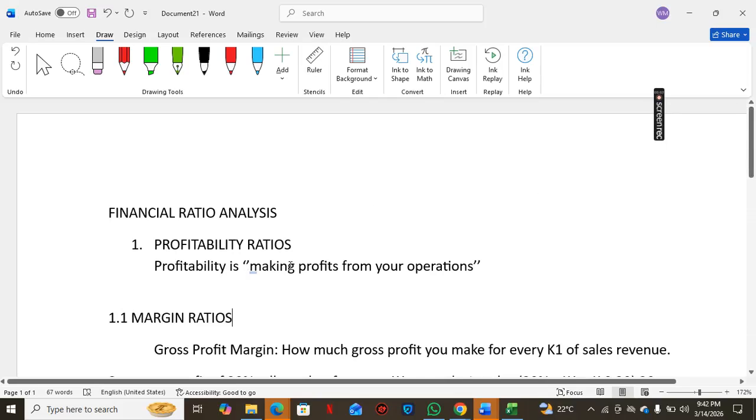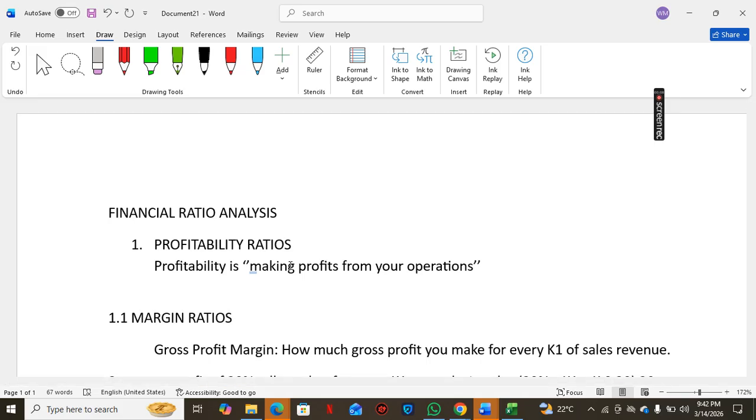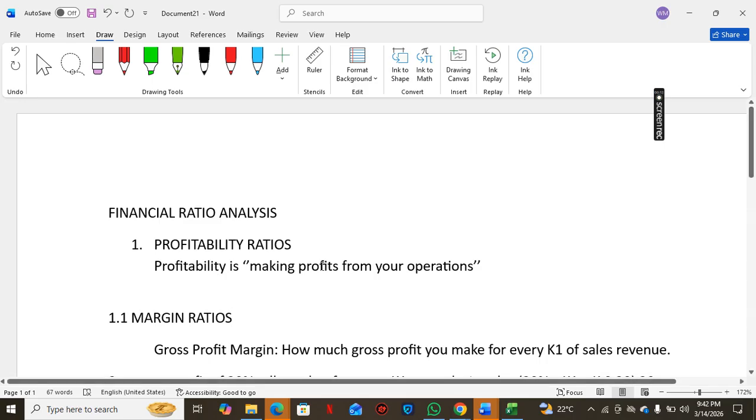Profitability is just making profits from your operations. It is the company's ability to generate profits from its operations. So from the profitability ratios, we'll start with the margin ratios.